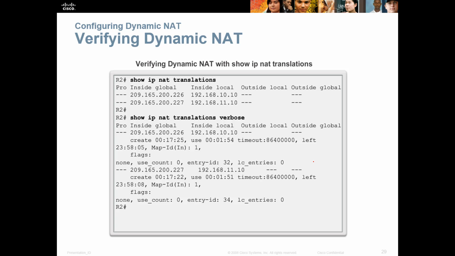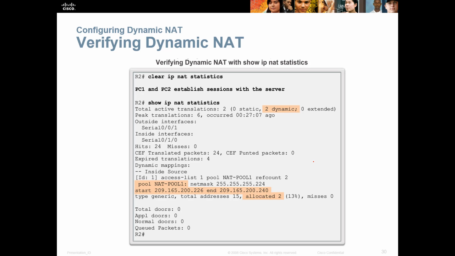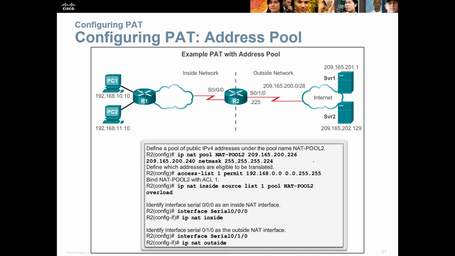So how can we verify dynamic NAT? Again, we're going to do a show ip nat translation, or a show ip nat translation verbose, so you can see more detail. Just like anything else, we can clear the ip nat statistics, or we can view them just like we did with static NAT. Alright, moving on.